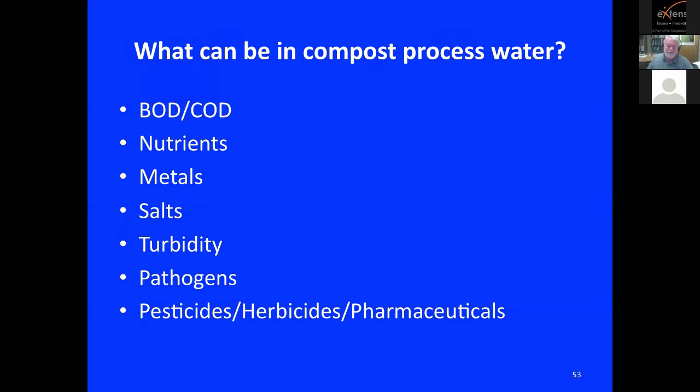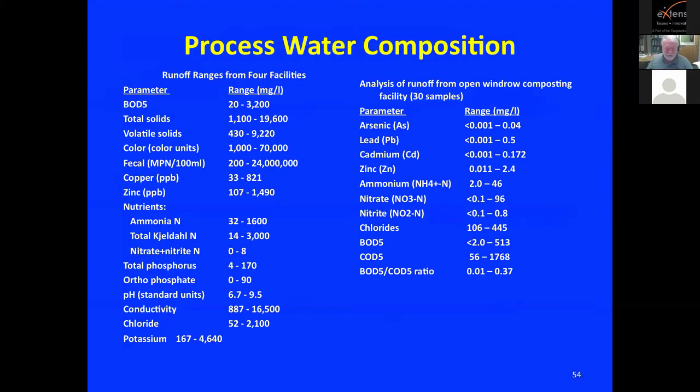Depending on what you're getting in as feedstock, there can be pesticides, herbicides, pharmaceuticals, you name it, it can be in there. It doesn't necessarily mean that all of this is in all of your processed water, but these are some of your possibilities. If we look at this chart, these are the ranges that can be found from lots of different water samples. The BOD range is from 20 milligrams per liter up to 3,200 milligrams per liter. On the right-hand side, for some of the metals, we see arsenic from 0.001 up to 0.04 milligrams per liter. Some water, if water comes out of the ground, it can naturally have arsenic in it.